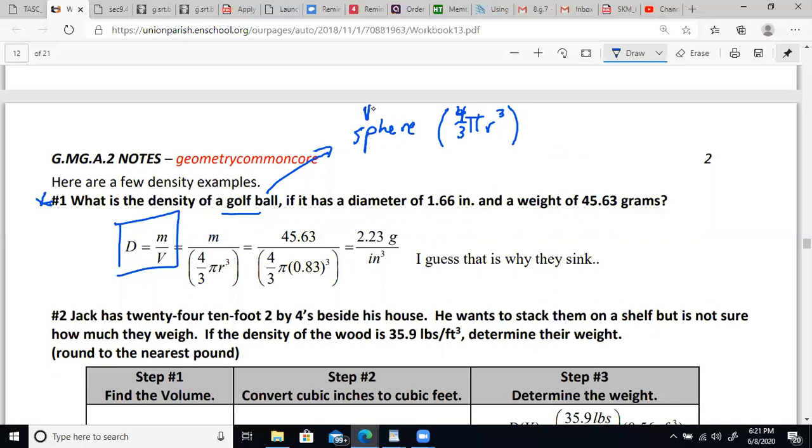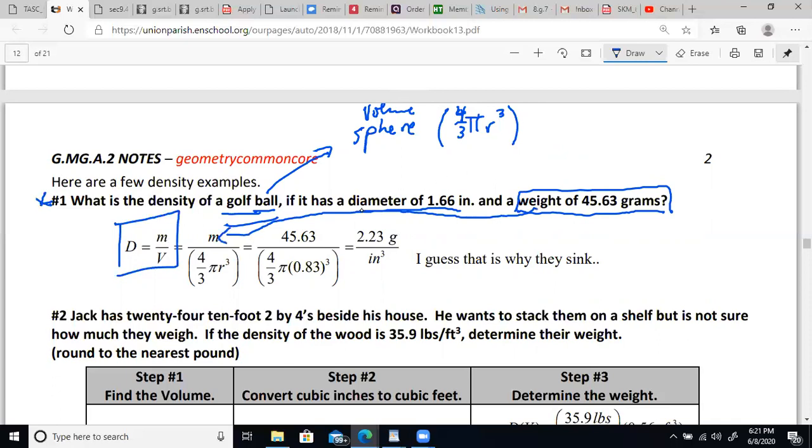That's the volume of a sphere. The golf ball is in that shape. It tells you that it has a diameter of 1.66 inches and that the weight is 45.63 grams. Since the weight is 45.63 grams, that goes into the formula where the mass goes.